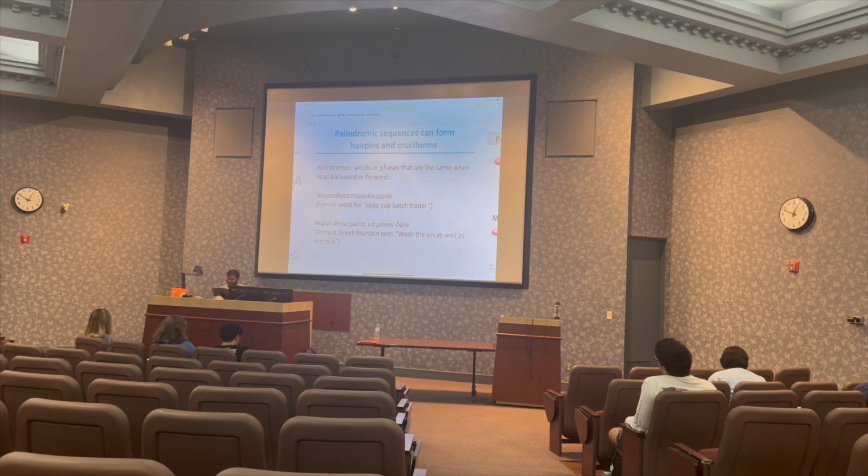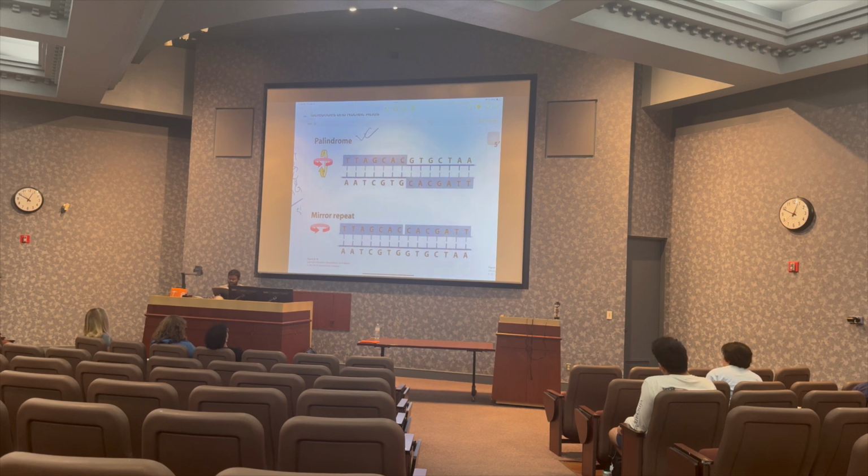But in DNA, if you have a sequence of GAATTC and GAATTC, this is 5 prime to 3 prime, and this is 5 prime to 3 prime, but they are the same when you read them from different directions. So these are called palindromic sequences, because they can be read the same in the opposite direction, and they are complementary to each other.